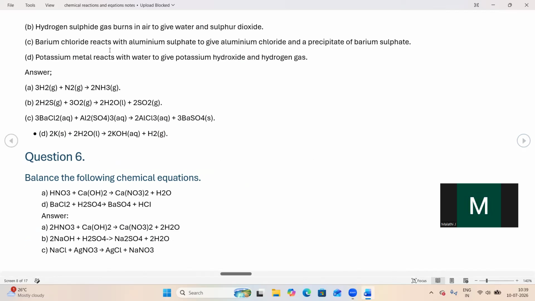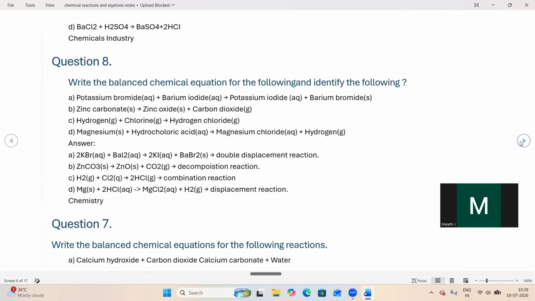Barium chloride reacts with aluminium sulfate to give aluminium chloride and a precipitate of barium sulfate. So you just see the word form and you should write the chemical equation. After writing the chemical equation, you should balance the chemical equations. Then they ask you to balance the following chemical equations. You try to balance. If you have any doubts, you should comment in the comment box.